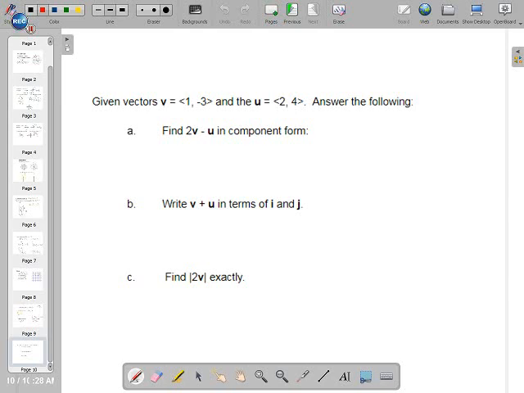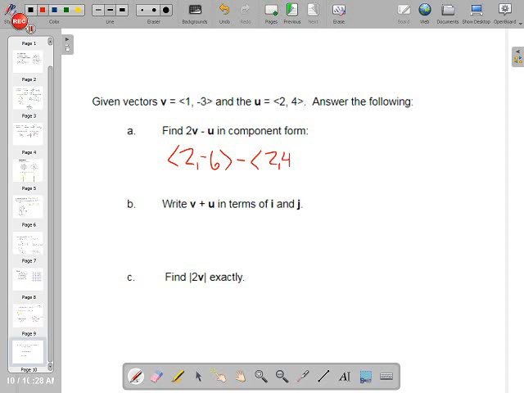So you can do this in terms of i and j, or you can just kind of mess with it in terms of the component form. If I say what's 2 times v, that's called a scalar. I'm going to double these. Basically, if I said go right 1, down 3, and then do it again, you'd say, well, why don't I just go right 2, down 6? That's 2 times the vector v.